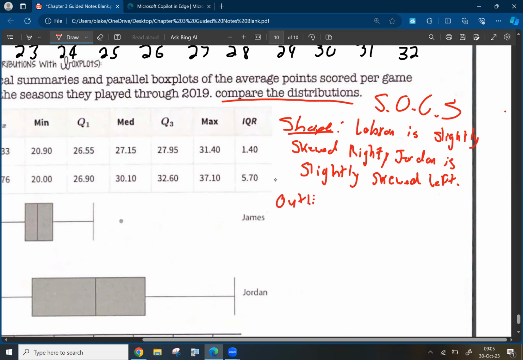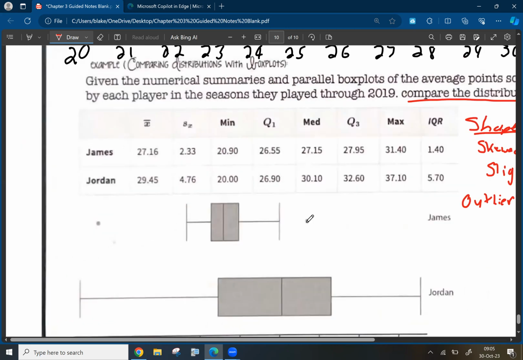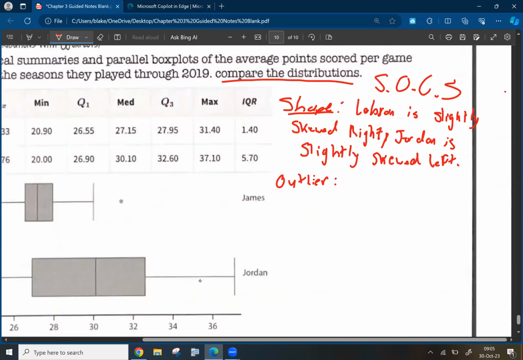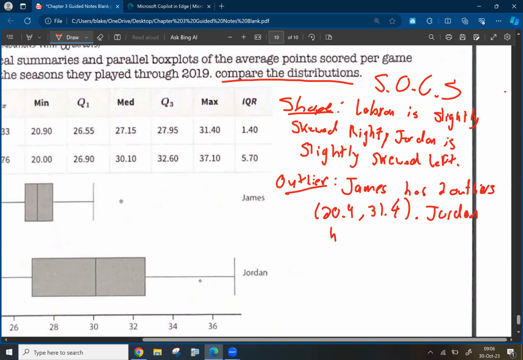Outliers are easy to identify. James, as you noticed, has 2 outliers. These dots are outliers, but Jordan doesn't have those dots. Jordan doesn't have any outliers. So James has 2 outliers at 20.9 and 31.4. Jordan has no outliers.